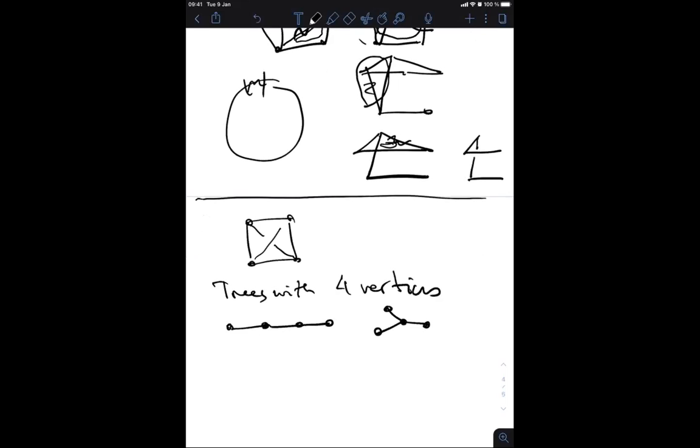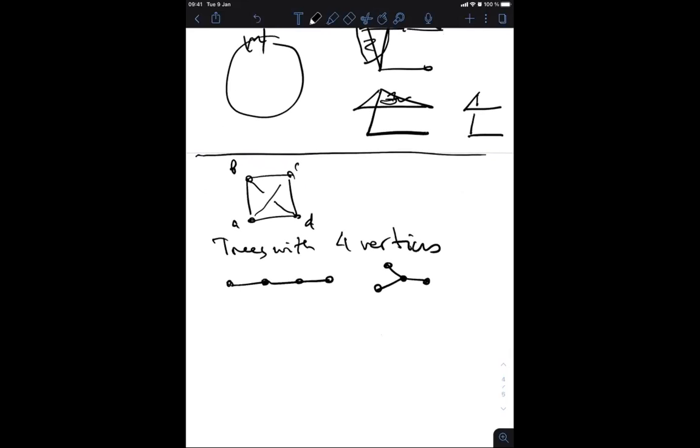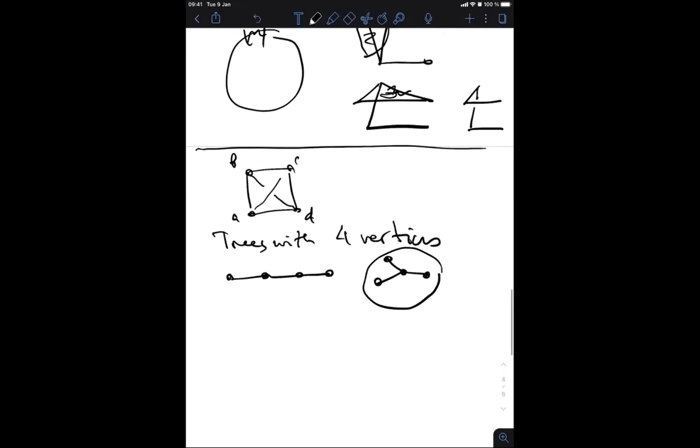So in this case, there are no other types. And say if we have labeled vertices A, B, C, D, then for these types of graphs, we're just choosing one of the vertices and connecting it to all other vertices to get the bush. So in K4, there are 4 spanning trees like this.